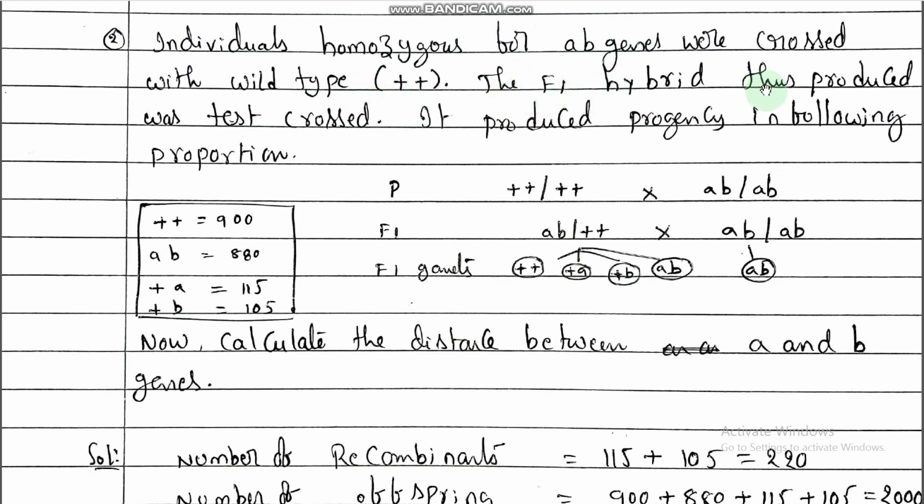Right. The F1 hybrid thus produced was test crossed. Whatever F1 hybrid was produced, that was test crossed. F1 test cross was done. They had done the test cross. What is a test cross? Hope you know, we already discussed the test cross, right? So test cross means F1 crossed with whom? F1 with the recessive parent.